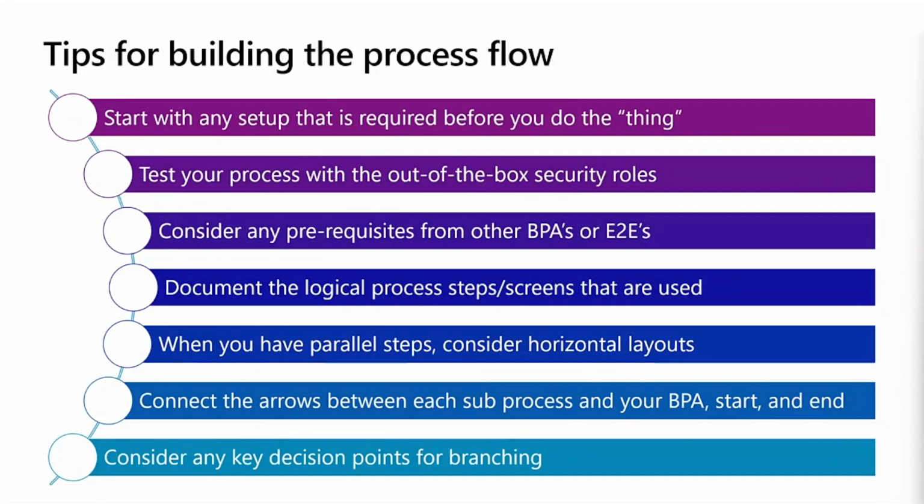So for example, if I was doing the business process for create a sales order, I need a customer, which is part of order to cash still, but I also need a product, and the product itself is going to come from the design to retire business process. So it's not even inside of the order to cash.